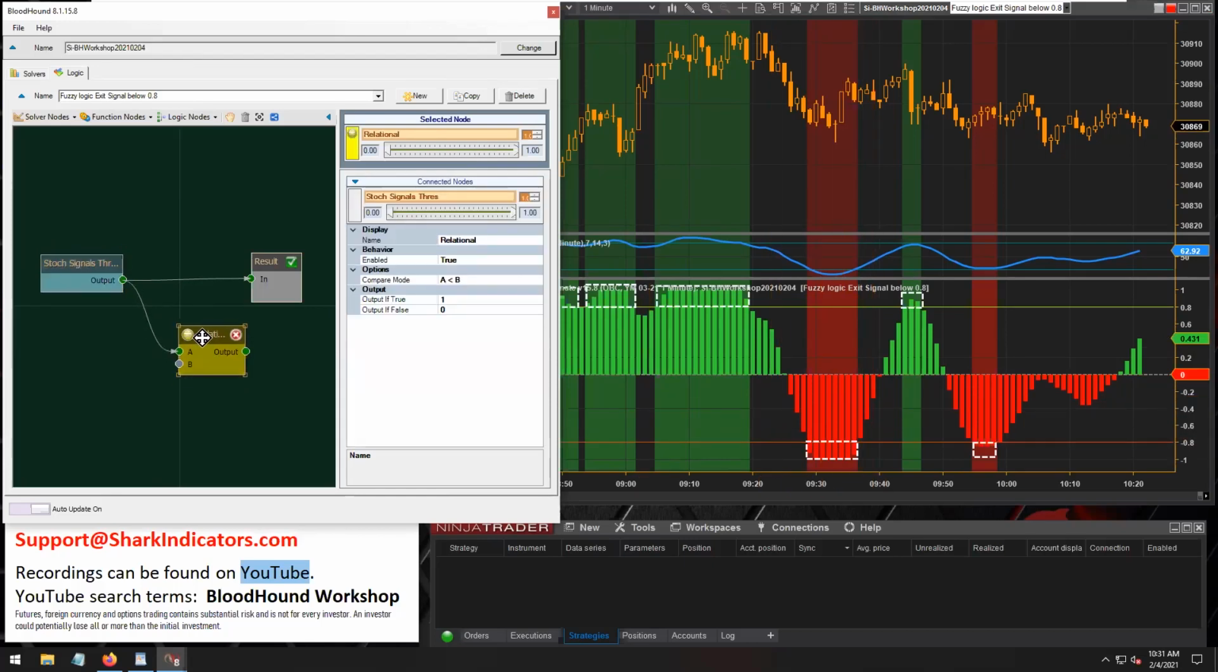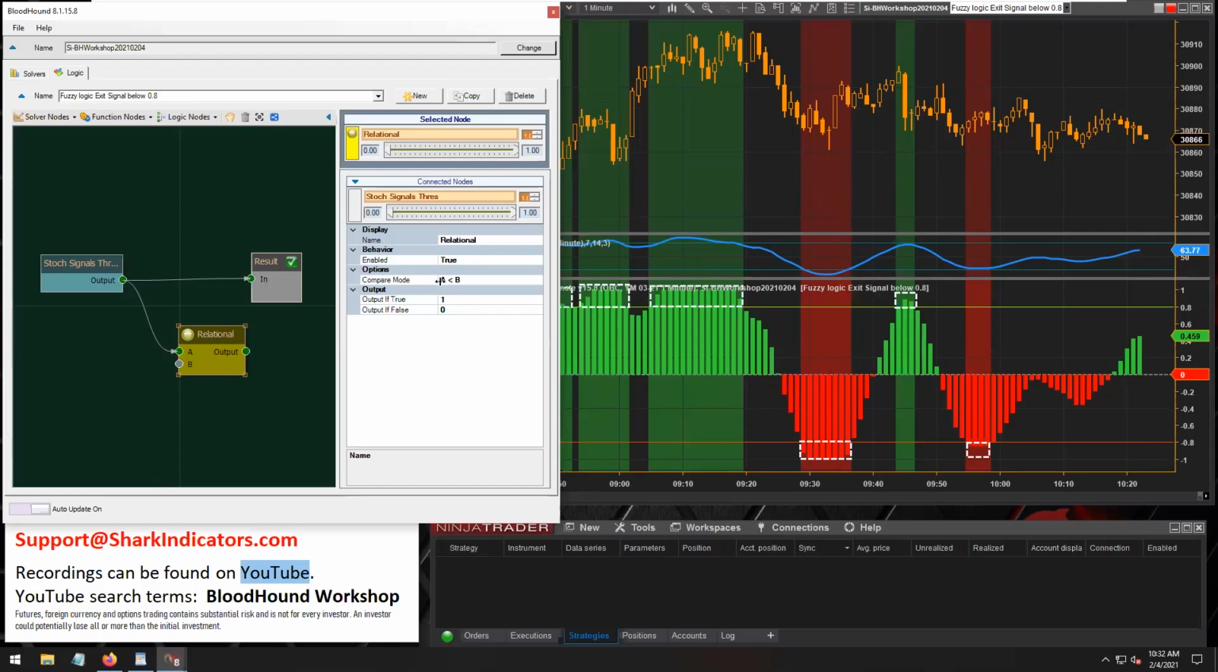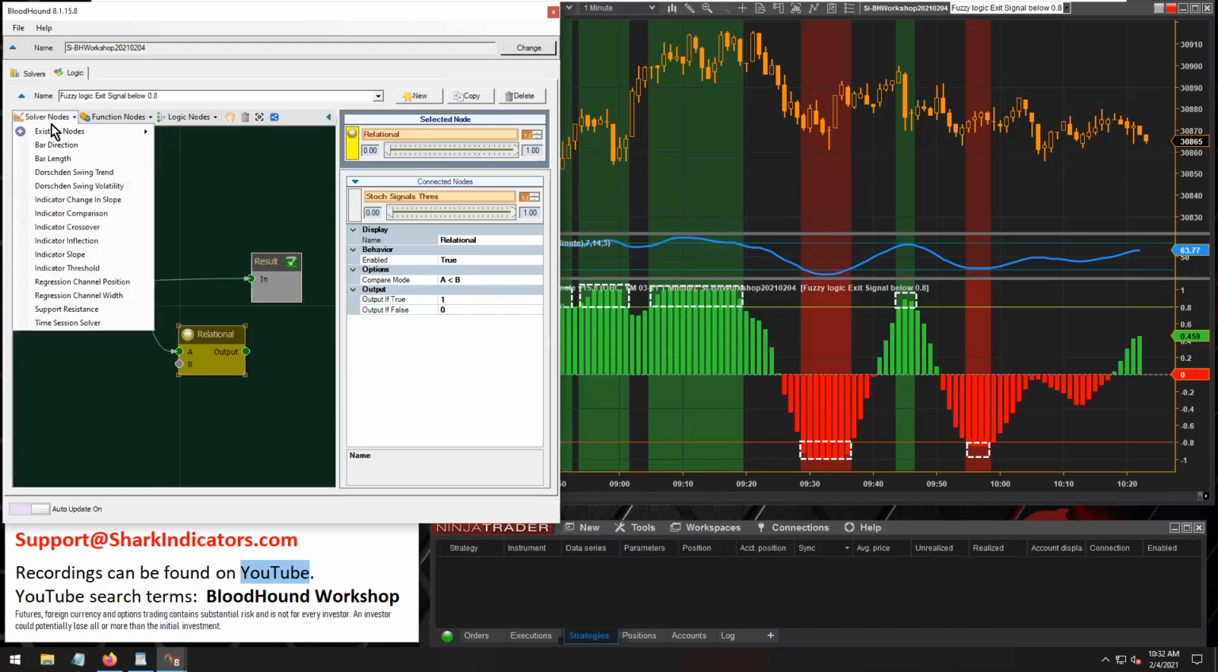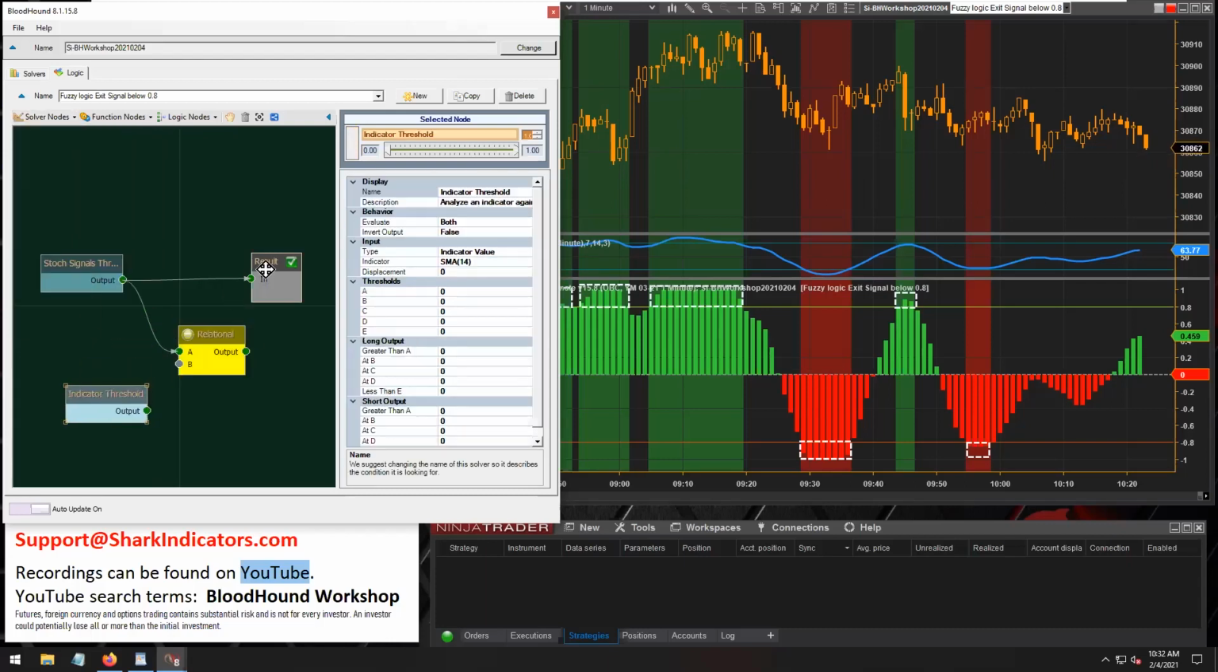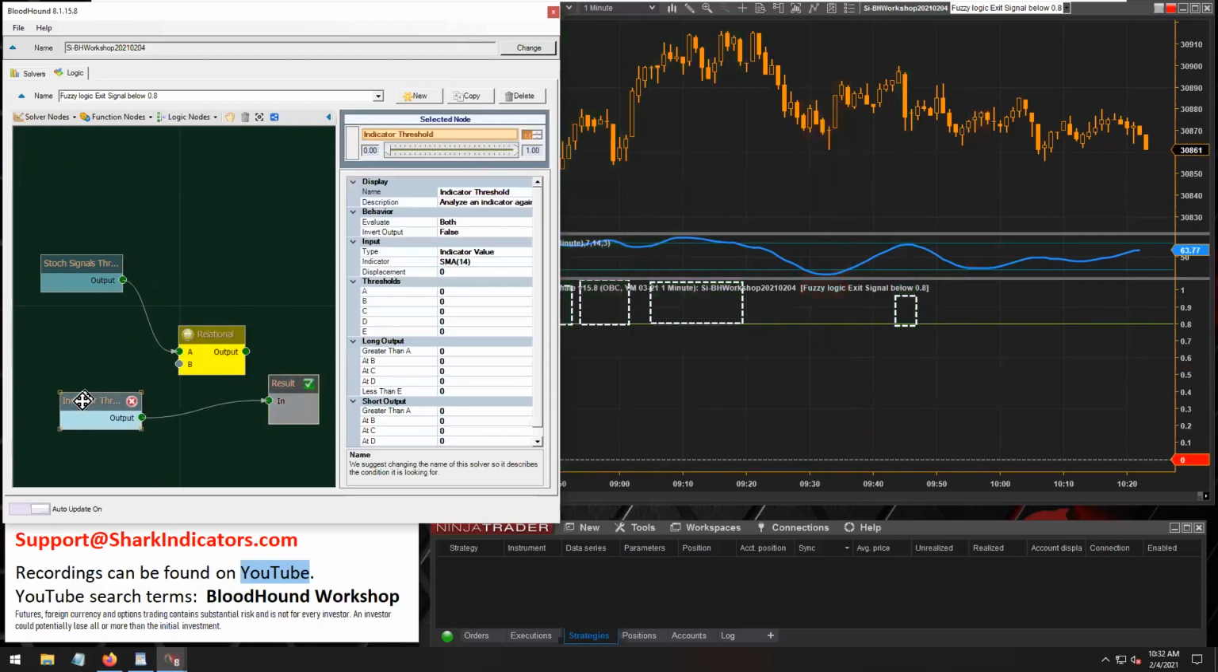With the relational node, A is going to be our entry signal source, and I need B to be this 0.8 value. That's how I can tell if A, the entry signal, is less than B, and we want B to be that 0.8. So to get that 0.8, I'm going to grab another threshold solver here. Let's connect this in here.